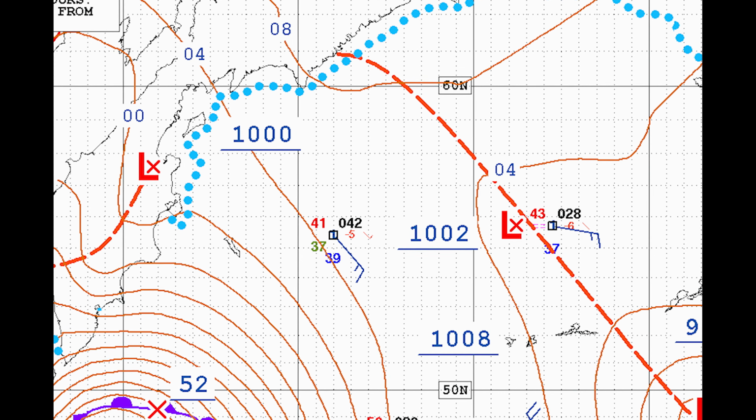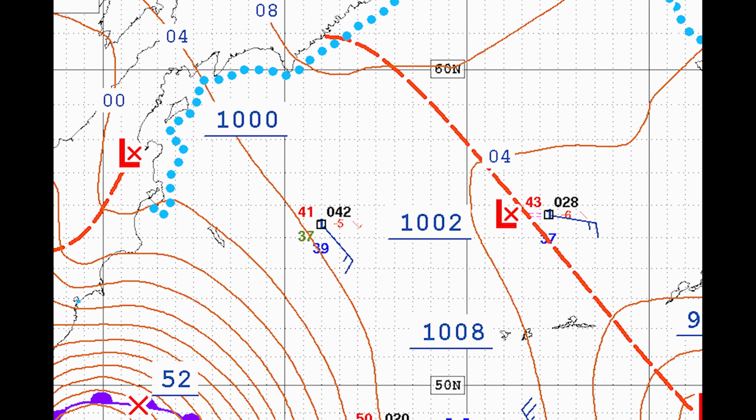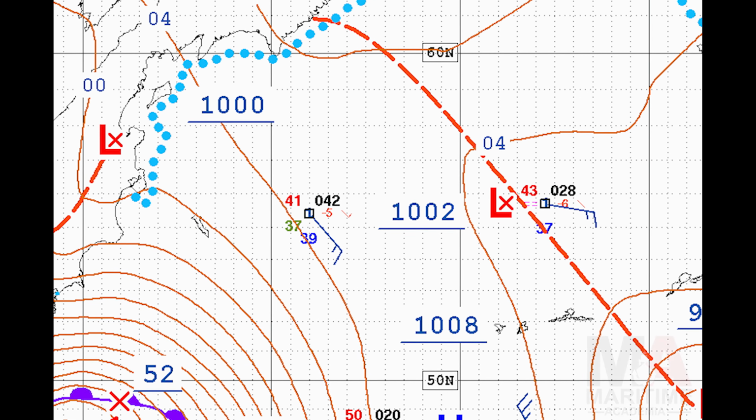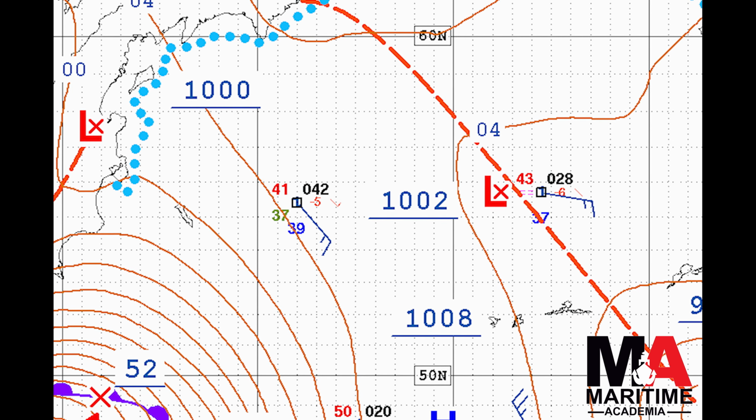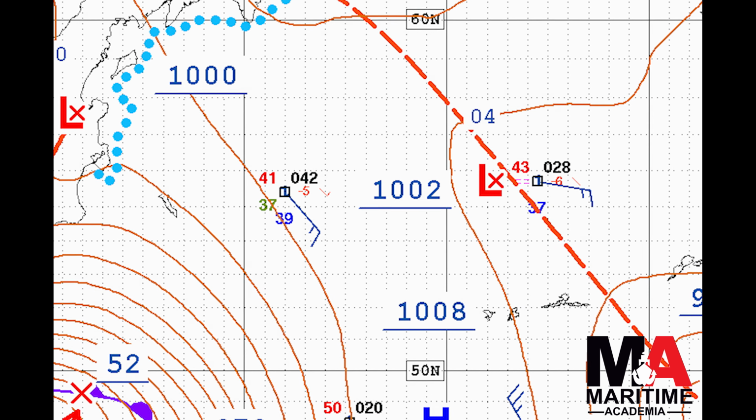Understanding these symbols is essential for interpreting weather surface analysis. Mariners rely on these charts to predict weather patterns, avoid hazards, and navigate safely at sea.